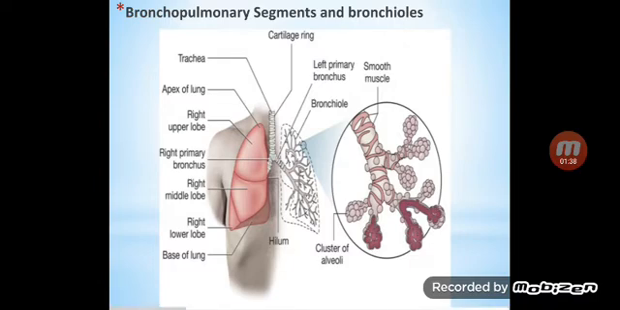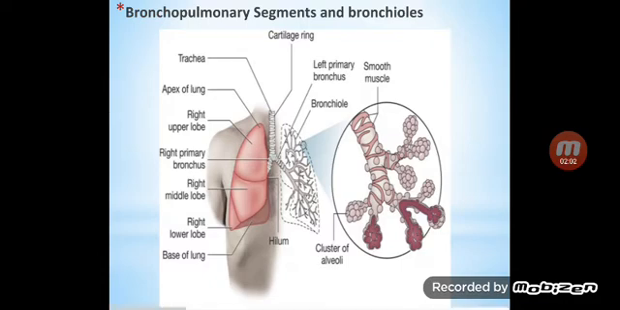and when it enters the root of the lung, it will be divided into middle and inferior lobar bronchi. And on the left side, there are only superior and inferior lobar bronchi. So these bronchi are the secondary bronchi.